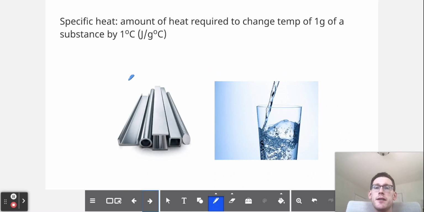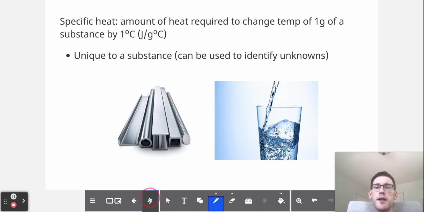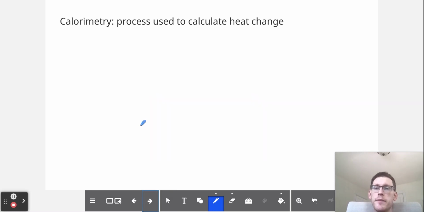Next, we have specific heat, which is the amount of heat that's required to change the temperature of 1 gram of a substance by 1 degree Celsius. It has units of joules per gram degree Celsius and is unique to a substance. Like density, it is an intensive property and can be used to identify unknowns. In general, metals have low specific heats because it is rather easy to change their temperature by some degrees Celsius. Water, on the other hand, is really resistant to that change and requires more joules per gram degree Celsius, and that's precisely why it has a higher specific heat.